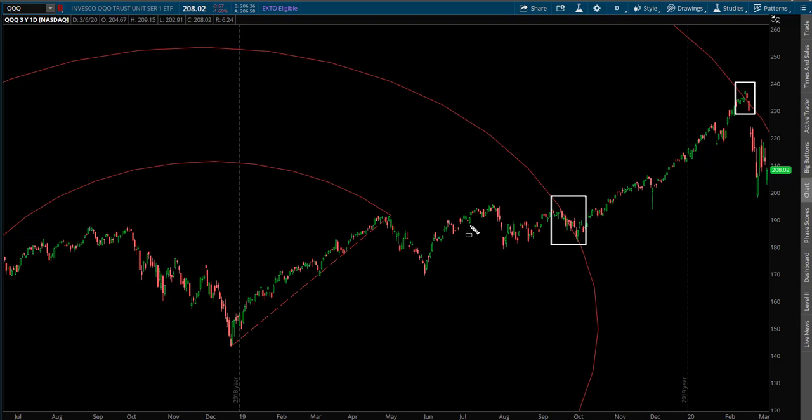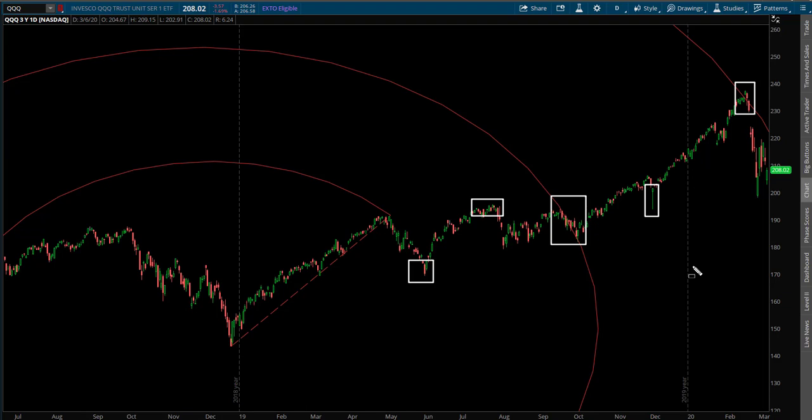Now, let's be very honest about this. Let's just be very objective. Did it find every swing high and low in the market? Did it find that low? No. Did it find that high? No. You might consider this a swing low. Did it capture that one? No. So it's not going to catch every major high and low in the market. That would be unrealistic.